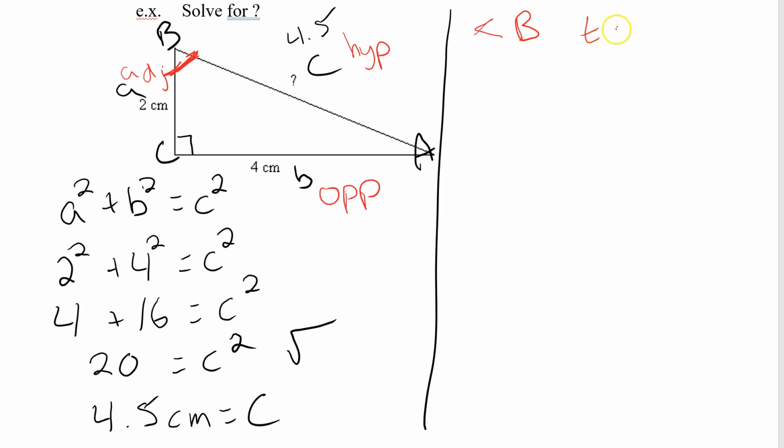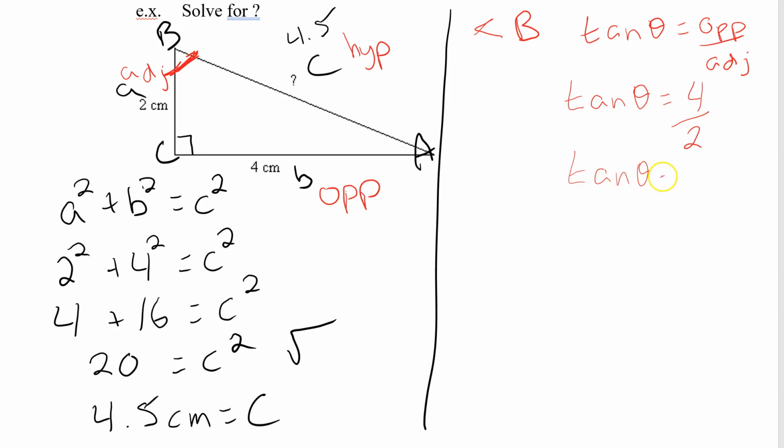So tan of the angle equals my opposite over the adjacent. I don't know the angle, so I'll just simply have tan of the angle. My opposite I know is 4. My adjacent I know is 2. So now let's figure this out. We have 4 divided by 2, which is 2. Tan of the angle equals 2.